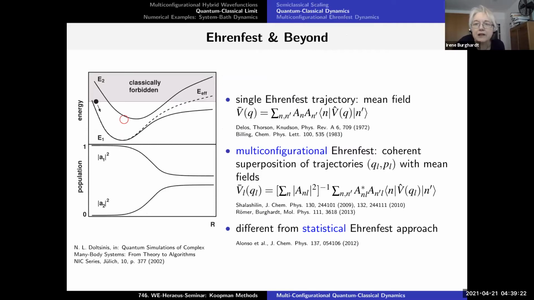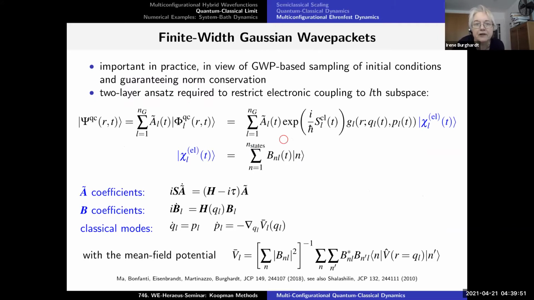So here again for illustration, the Ehrenfest picture as such would mean that we have a classical particle moving on an average potential. And in the multi-configurational Ehrenfest approach, it's essentially that picture, but it's not statistical. It's not just adding up multiple standard Ehrenfest trajectories, but we still have this underlying multi-configurational wave function form.